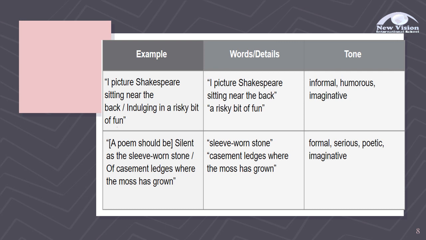Another example: a poem should be silent as the sleeve-worn stone of casement ledges where the moss has grown. Okay, and the word details are sleeve-worn stone, casement ledges where the moss has grown, and the tone is, let's see if they have the same tones. Okay, the tone is formal, serious, poetic, and imaginative.